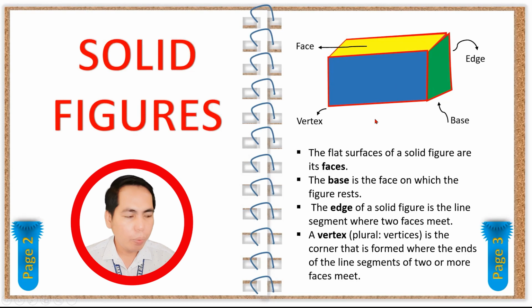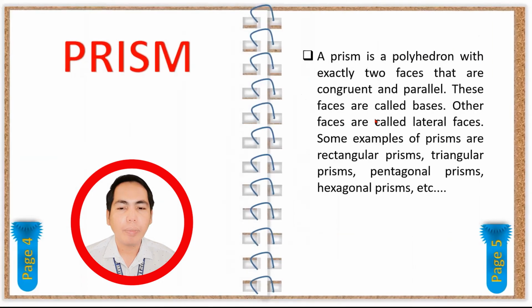Now, let's start with the prism. A prism is a polyhedron with exactly two faces that are congruent and parallel. When we say polyhedron, all the faces are polygons. These faces are called bases. Other faces are called lateral faces. Some examples of prisms are rectangular prisms, triangular prisms, pentagonal prisms, hexagonal prisms, and so on.